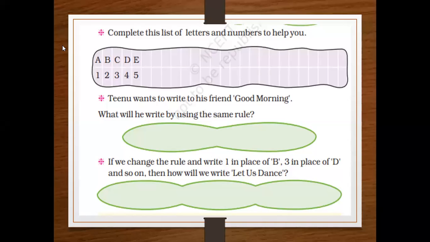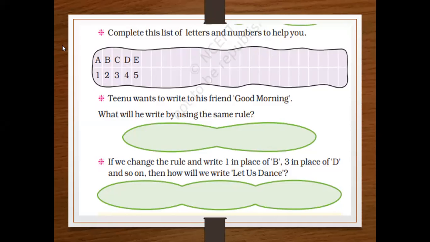First, let me complete the second one. What is good morning? R is 18. N secret code is 14. I secret code is 9. Again, N means 14. You have to give gap between them. G is 7. So this is the secret code for good morning. Instead of saying good morning, you can say 7, 15, 15, 4, 13, 15, 18, 14, 9, 14, 7. That means it is good morning.